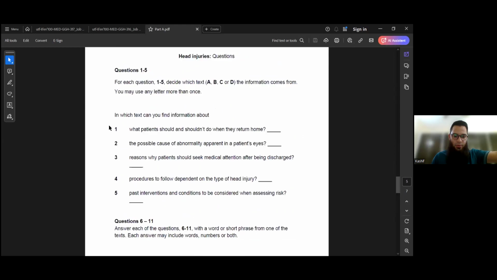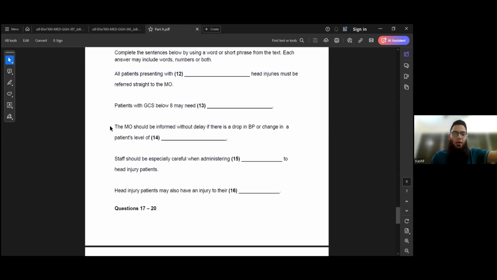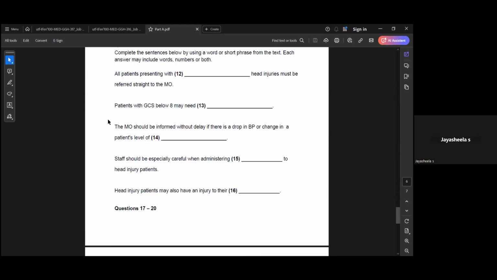Now the next question is, patients with GCS below 8 may need what? Can anybody tell me in which part the answer is given? Part A. Yes, perfect. Okay. The MO should be informed without a delay if there is a drop in BP or a change in patient's level of what? I think it's very easy. What? Do not answer it, but please write it.